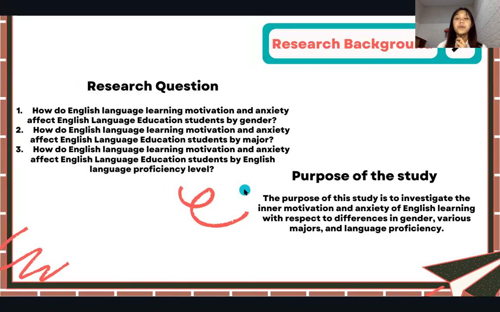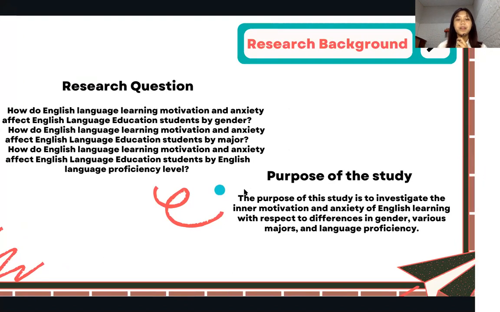That is also the purpose of the study. The purpose of the study is to investigate inner motivation and anxiety of English learning with respect to differences in gender, major, and language proficiency, especially for college students of English language education at Ganesha University of Education.